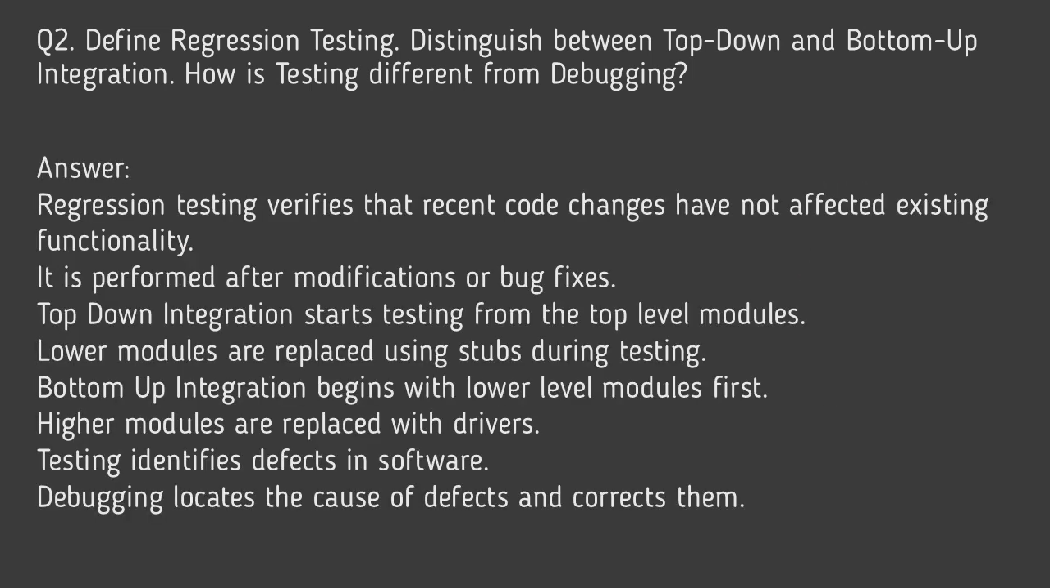Regression testing ensures that newly added changes or fixes do not break existing functionality. In top-down integration, testing begins from higher modules using stubs for lower modules. In bottom-up integration, lower modules are tested first using drivers. Testing identifies defects while debugging focuses on locating and correcting those defects.